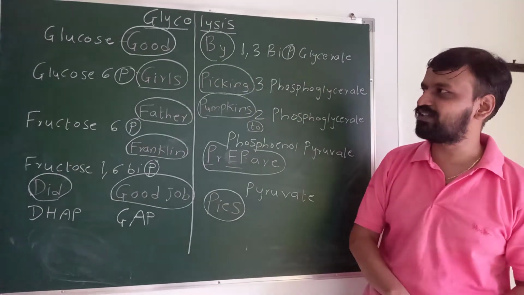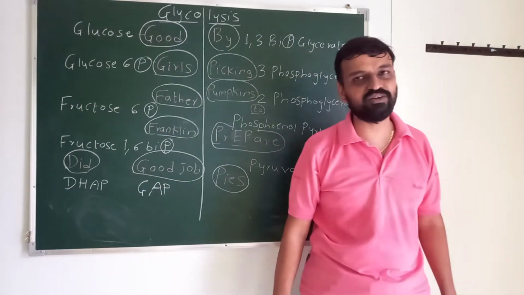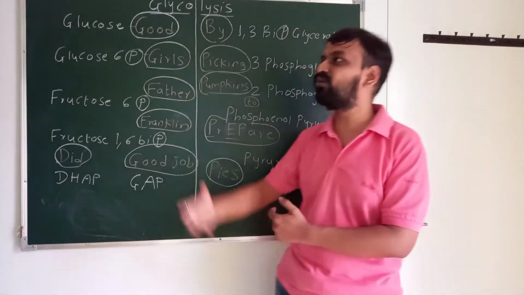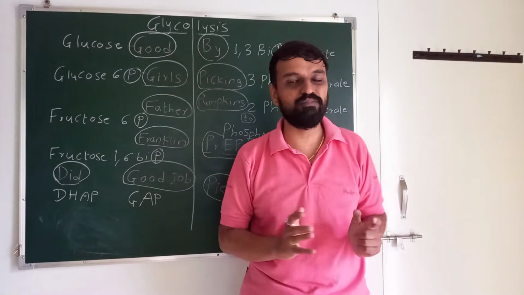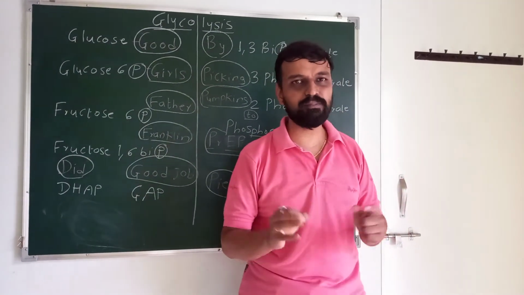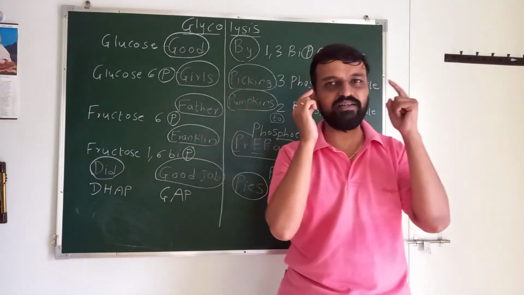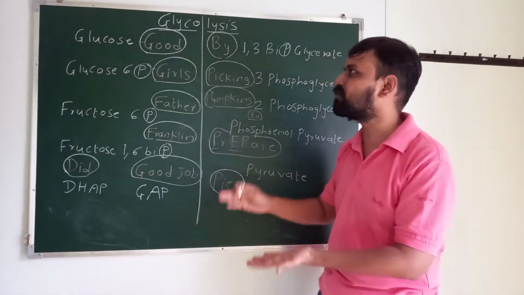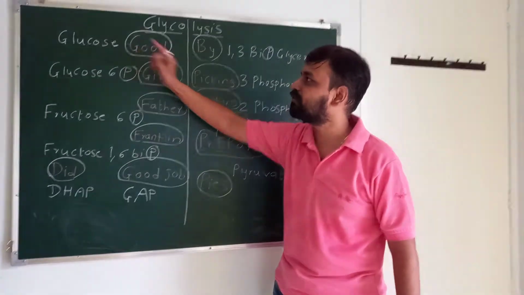Have a look at this. Glucose, the starting substrate of glycolysis. In the previous part, I forgot to tell you that glycolysis is the process which occurs in the cytoplasm of the plant cell. In the case of bacteria, it occurs in the cytosol. So guys, feed this in your mind. What is the location of glycolysis? Cytoplasm of the plant cell.